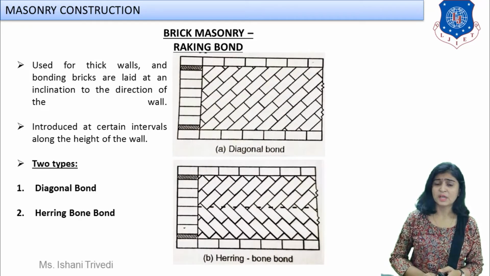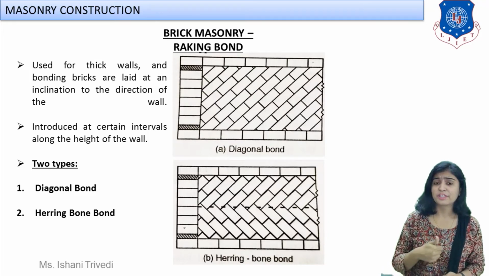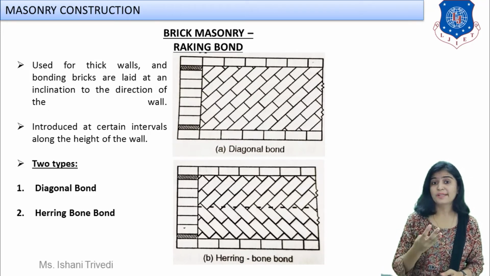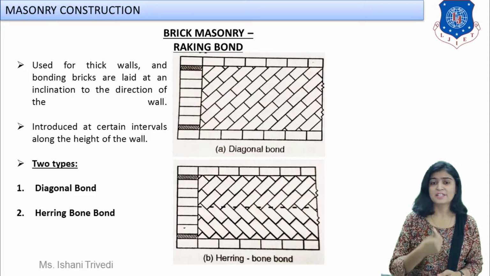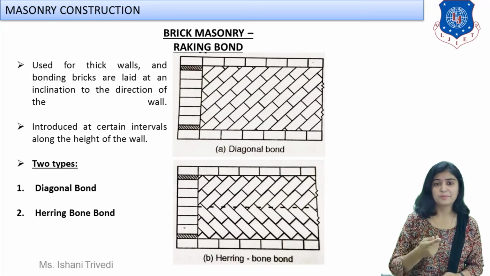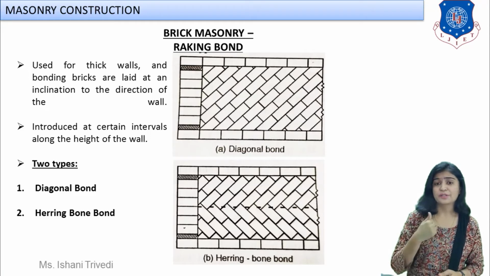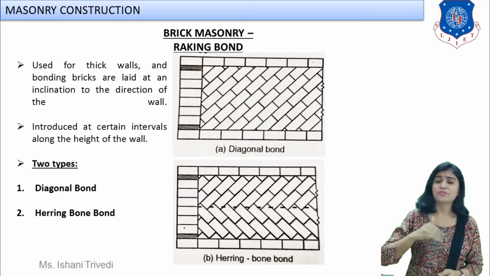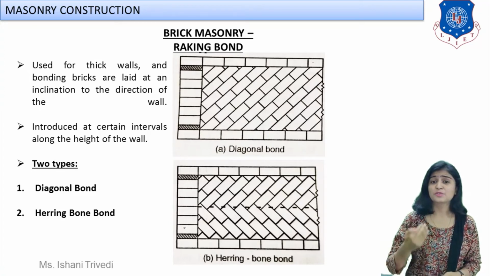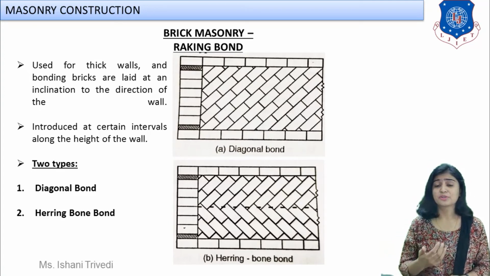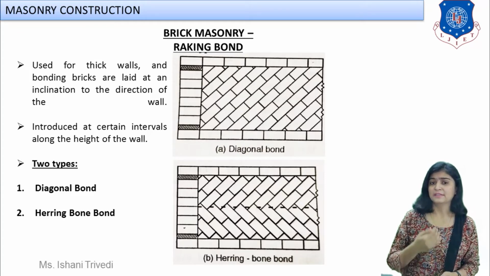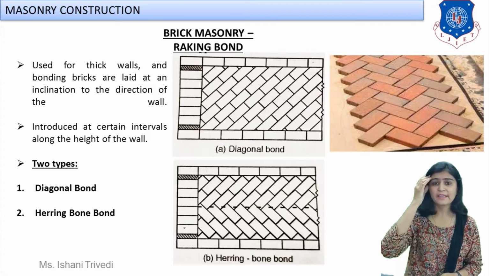Now students, moving forward, the next type of bond we have is raking bond. Raking bond is used when you want to provide even thicker walls, up to 4 brick thickness, right? In English and Flemish bond, you can make 1 brick, 2 brick or 3 brick thickness. You can go for 1.5, 2.5 and up to 3.5. Now, if you want to go up to 4 brick thickness, you require thick walls. If you want to provide for a pavement or any such cases, then this type of bond is used, known as raking bond.